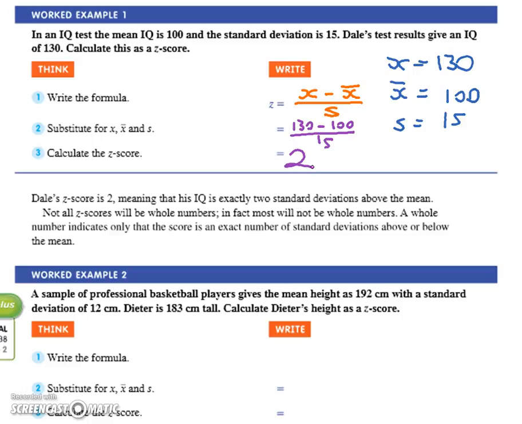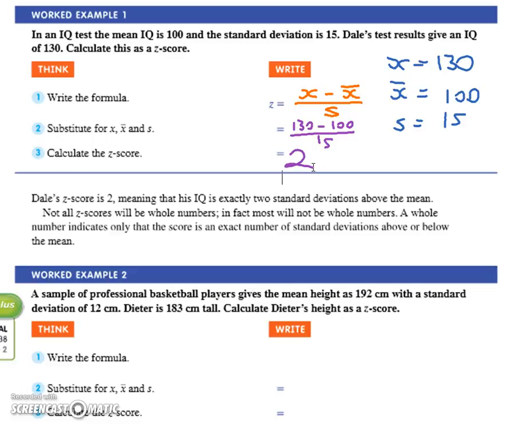No, his IQ was 130. What was 1 standard deviation? No, that was the mean. In the question it says 15. So he is 2 of those above the mean. He's 30 above the mean, that's correct. And the mean was 100. What if I said you were 1 standard deviation below the mean? What would your IQ be?